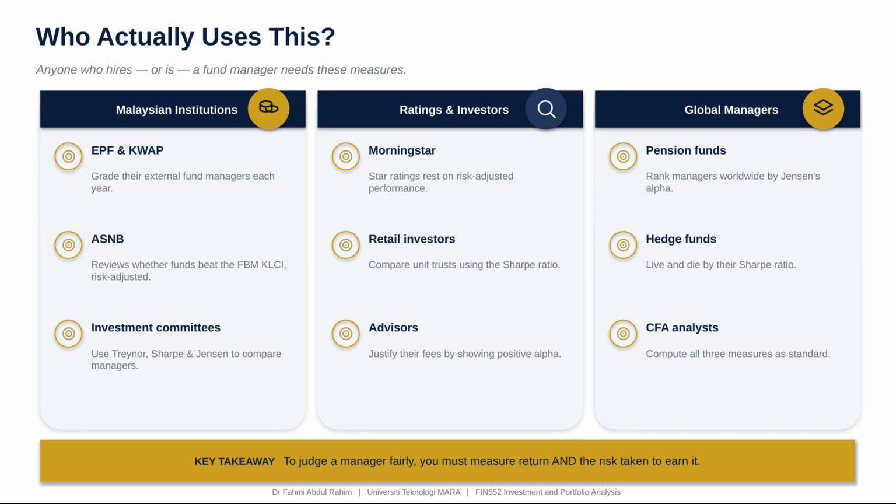In the third column, the global managers. Pension funds around the world rank their managers by Jensen's alpha. Hedge funds, as the saying goes, live and die by their Sharpe ratio. And CFA charter holders, the global standard for investment analysts, compute all three measures as a matter of routine. The takeaway ties it together. To judge a manager fairly, you must measure both the return earned and the risk taken to earn it. Let us set out what you will be able to do.